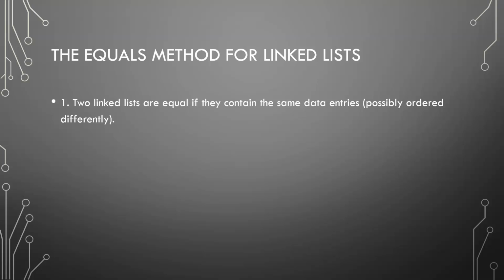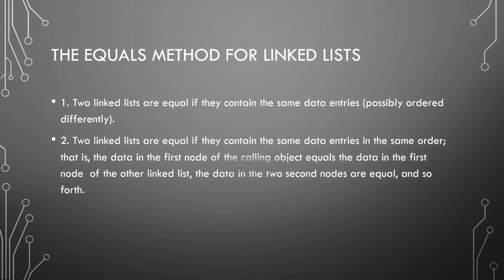So the first way is that you can have two linked lists are equal if they contain the same data entries, so possibly they could be ordered differently. And the other way is the two linked lists are equal if they contain the same data entries in the same order. That is, the data in the first node of the calling object equals the data in the first node of the other linked list. The data of the two second nodes are equal, and so on and so forth. So node 1 and node 1, they're equal. Node 2, etc., so on.